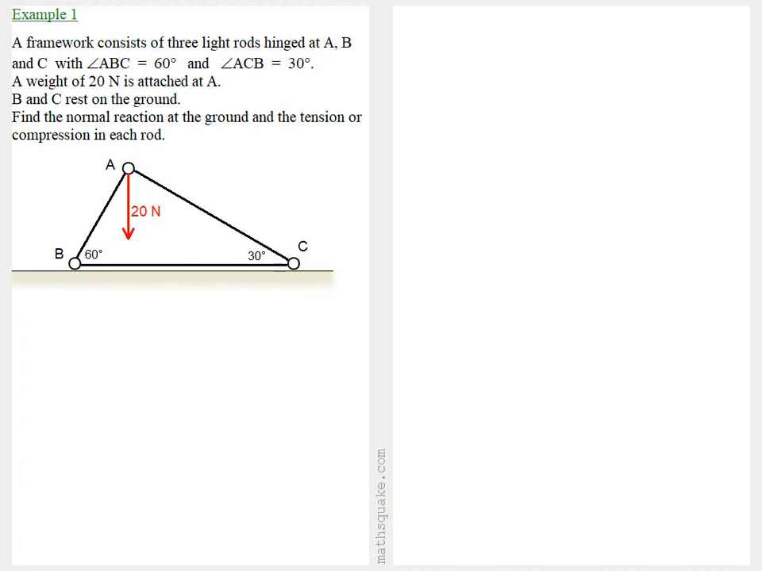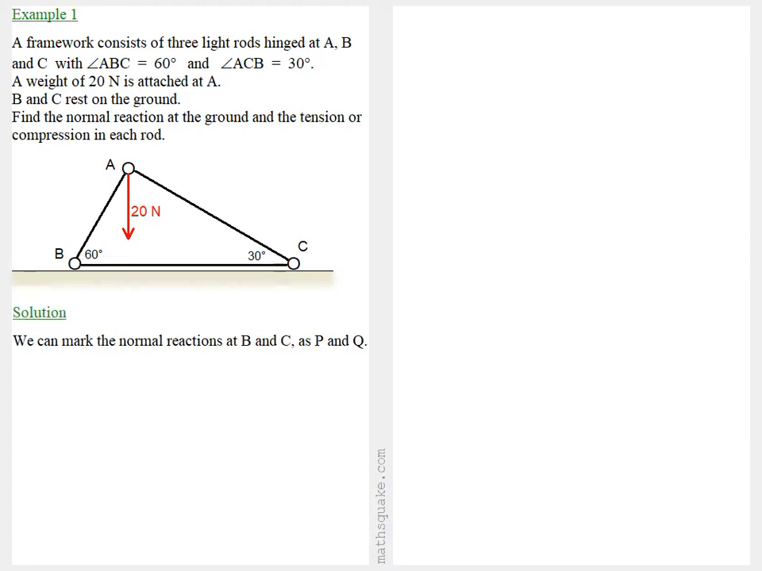Example 1. A framework consists of 3 light rods hinged at A, B and C, with the angle ABC equal to 60 degrees and the angle ACB equal to 30 degrees. A weight of 20 newtons is attached at A, and B and C rest on the ground. Find the normal reactions at the ground and the tension or compression in each rod.